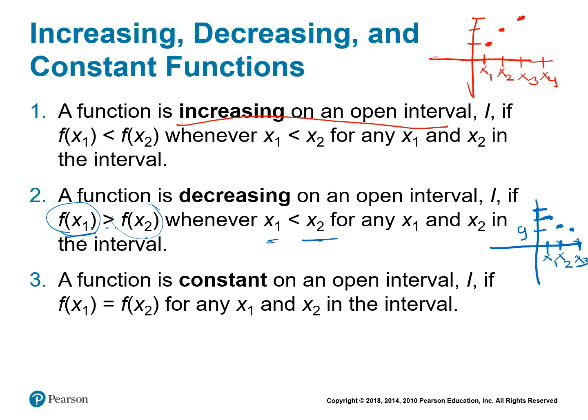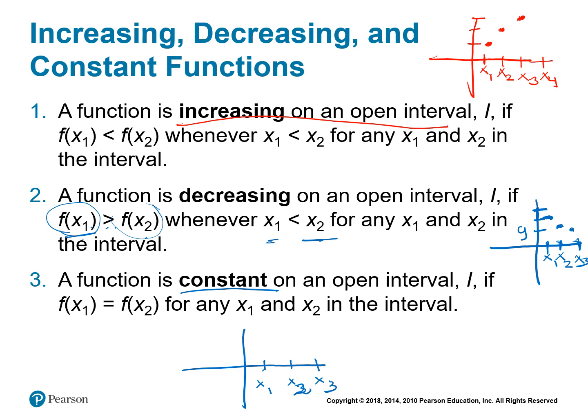And the third one says a function is constant. A function is constant on an open interval I if f of x sub 1 equals f of x sub 2 for any x sub 1 and x sub 2 in the interval. So in other words, that means we have our x sub 1, x sub 2, and this is x sub 3.